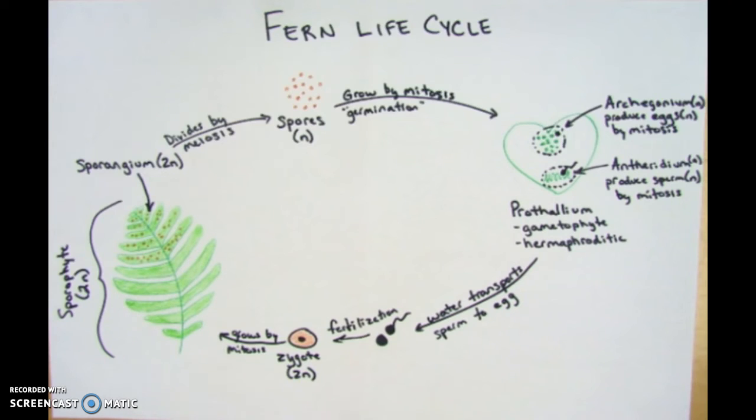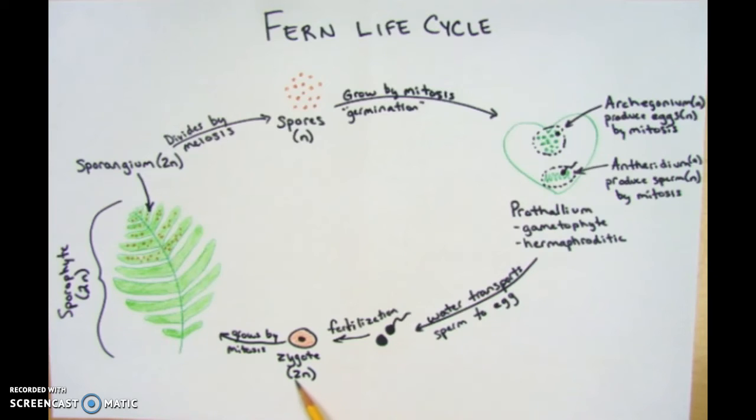All right, the next step is fertilization. When it rains or some water gets splashed on this little prothallium, the sperm will swim or travel to the egg and fertilize the immobile egg. As shown down here, fertilization takes place, so you have a haploid sperm fertilizing a haploid egg, creating a diploid zygote. And then this will germinate and grow by mitosis.